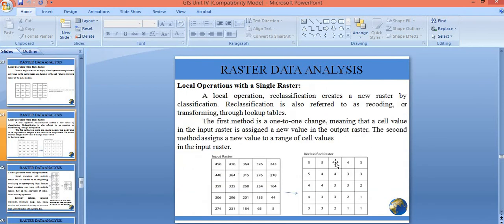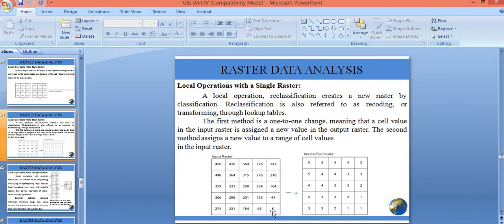Okay, so reclassification is a type of local operation. Here it will be very clear. Just see here. In this input layer, if you have any value between the range 0 to 100, it will be converted as 1. If you have any value between 101 to 200, it will be converted into 2. If you have any value between 200 to 300, it will be converted into 3. Just a classification. It is also another type of local operation.